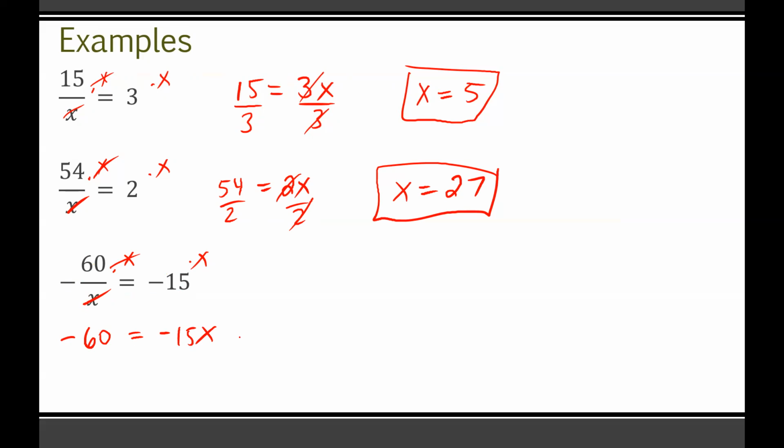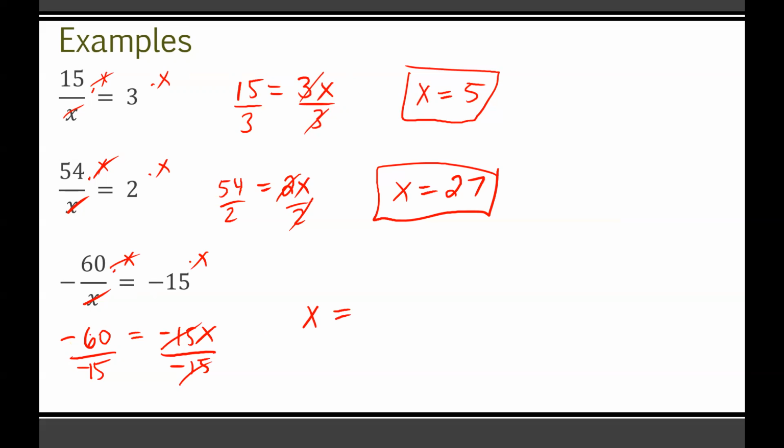Now, once again, we need to divide away whatever's happening to x. And I want you to notice we're multiplying x by negative 15 here. So we should divide both sides by negative 15. That'll knock out the negative 15s on this side here. So we're going to be left with x equals negative 60 divided by negative 15.